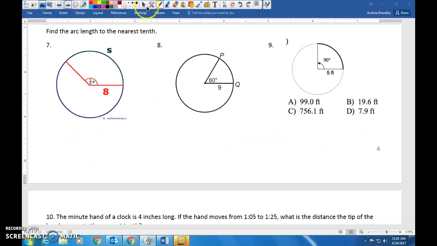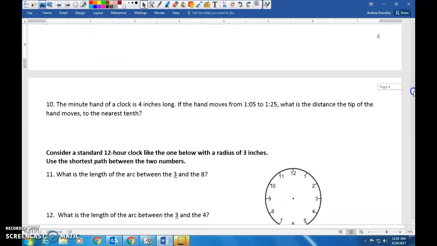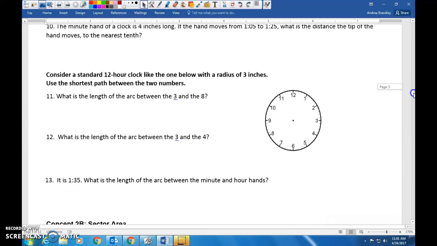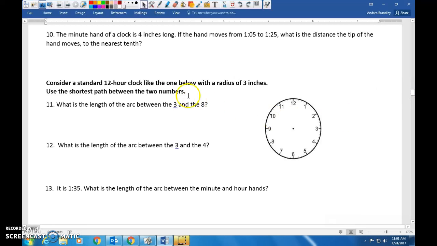The next couple of examples I want to show you are in story problem form, so we're going to have to figure it out a little bit more. So number 10 says the minute hand of a clock is 4 inches long. And we're going to assume that our minute hand goes from the center all the way to the edge of our clock, which would mean that the radius of our clock is 4 inches long.